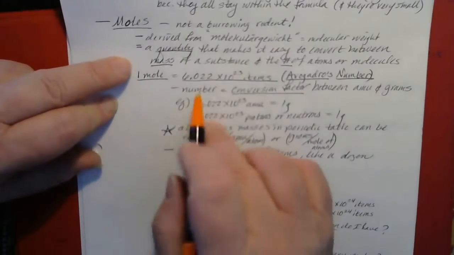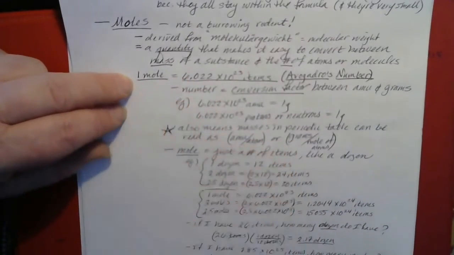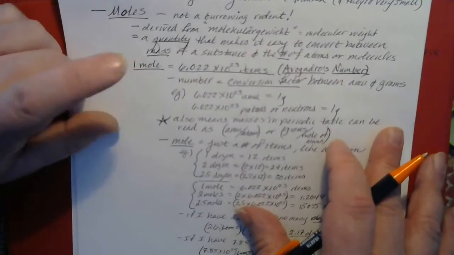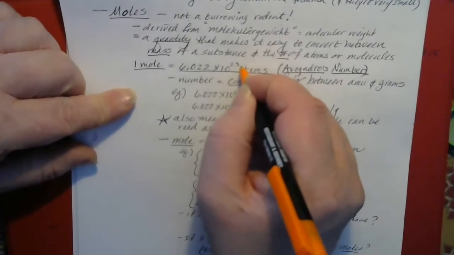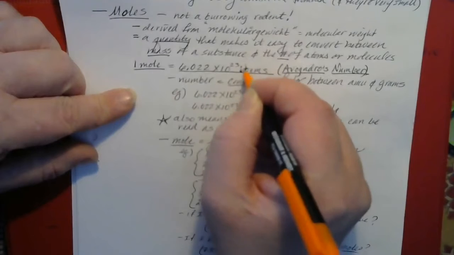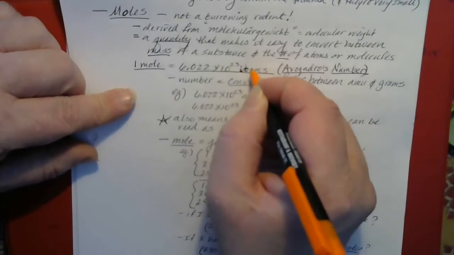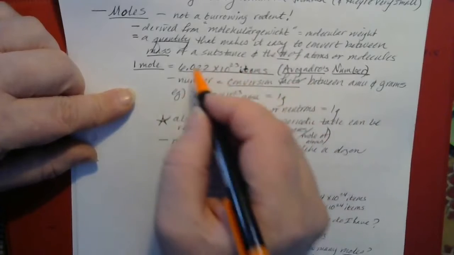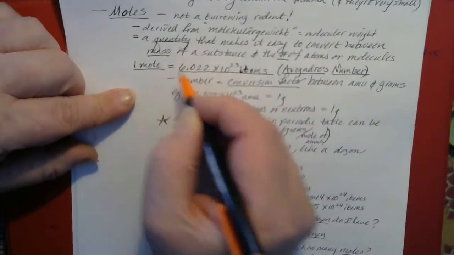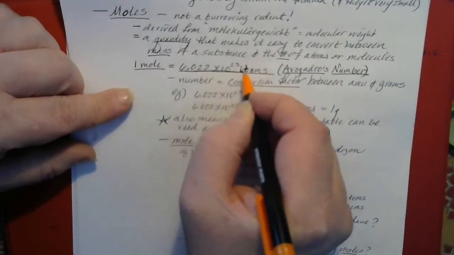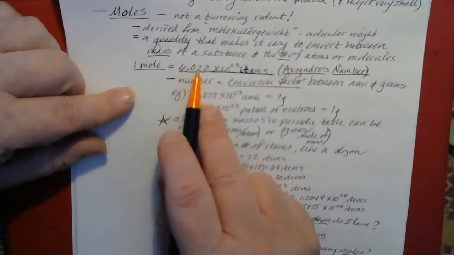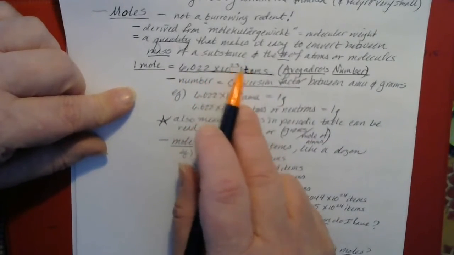Let's get into the mole. One mole, like I said, it's a quantity. And it often helps when you're first learning it if you think of it as analogous to a dozen. A mole is just a number of items, and it doesn't really even matter what those items are. A mole is always that same number of items. Just like a dozen is always 12 of something, a mole is always 6.022 times 10 to the 23rd power of items, whatever those items are.